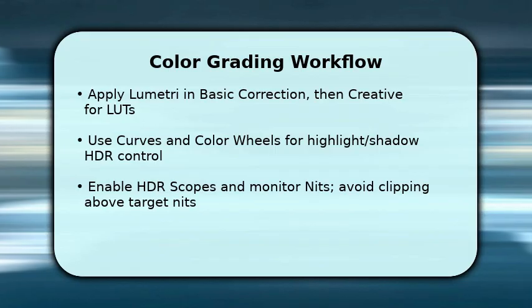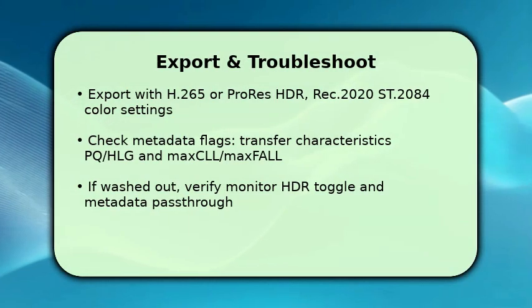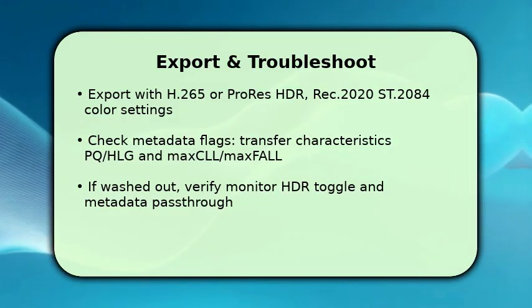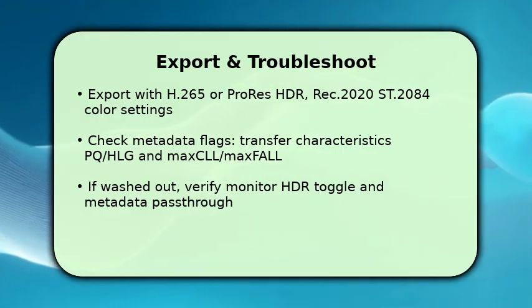You finish by exporting using formats that support HDR like H.265 Main 10 or ProRes HDR, and set color space to Rec. 2020 ST 2084 with the correct transfer characteristic, PQ or HLG. Once exported, embed or attach correct HDR metadata for platforms that require Max CLL and Max FALL if necessary.